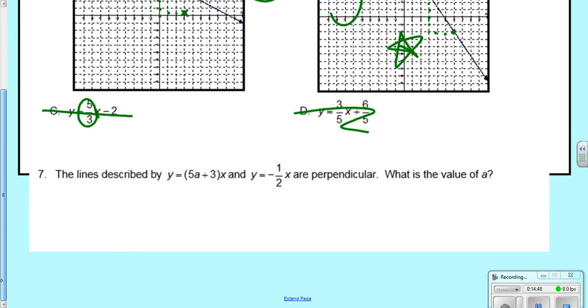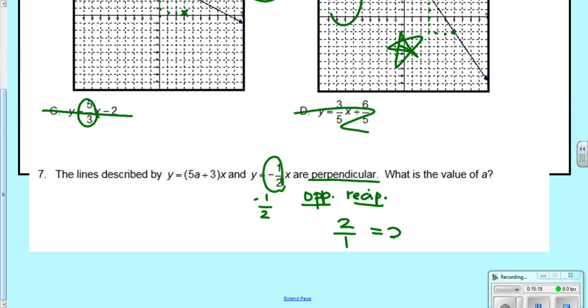Number 7. The lines described by y equals (5a plus 3) times x and y equals negative 1/2 x are perpendicular. What is the value of a? This seems super duper complicated, but it's actually not so bad. We know that perpendicular means we have opposite reciprocal slopes, right? So if I look at my slope here, I've got negative 1/2. If I do the opposite, which means positive, and reciprocal, 1/2 flipped over, I would end up with a positive 2/1, which is really just 2. So if this slope is negative 1/2, this slope has to be 2.